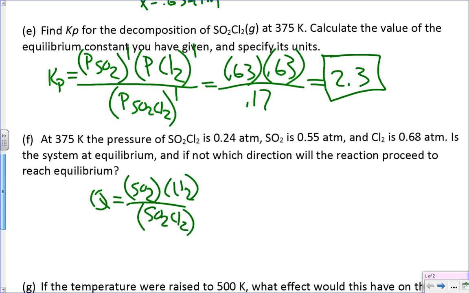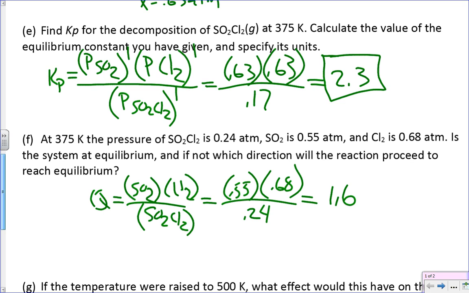Plug in our numbers into that, and we're going to get what is called Q. So our reaction quotient, but not necessarily at equilibrium. Now remember, what we're really doing here when we plug in our numbers, which it said, let's see, 0.55 was SO2, Cl2 was 0.68, and SO2Cl2, that was the 0.24. When we actually plug those in and calculate, we get 1.6. Now that does not equal what we had before. So 2.3, 1.6, not the same numbers. So that means we are not at equilibrium.